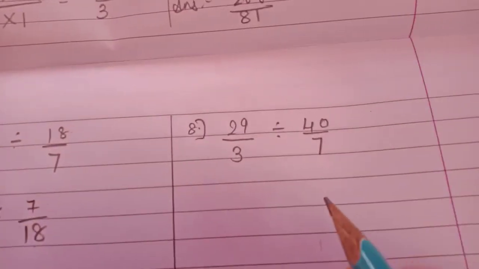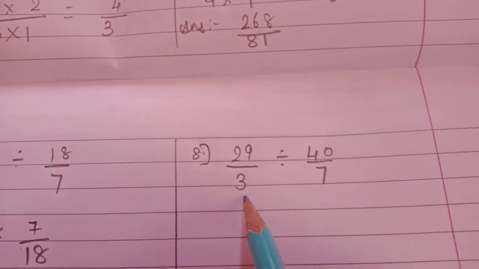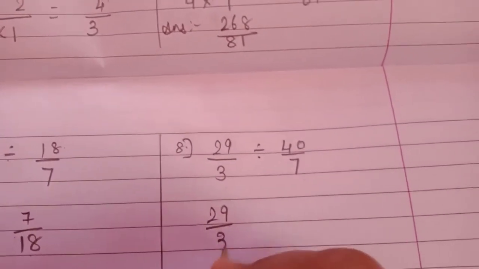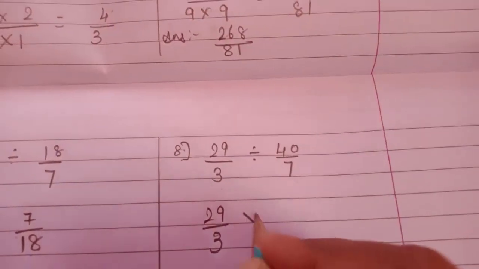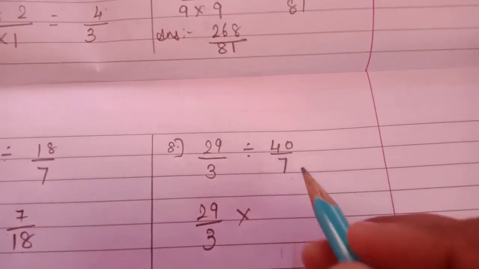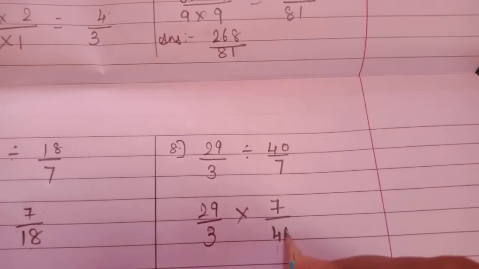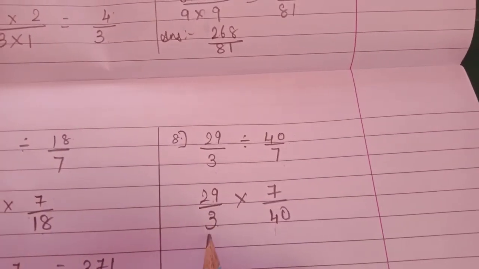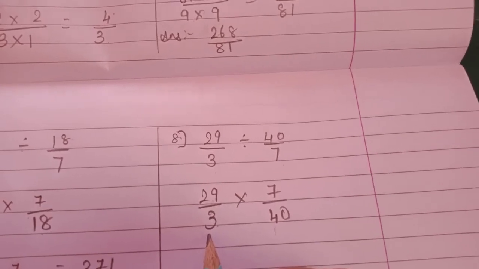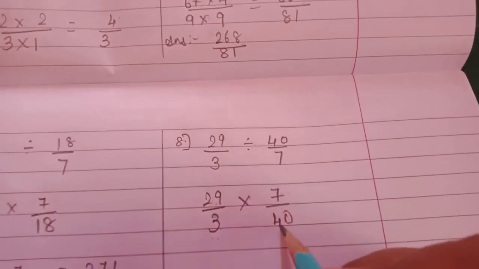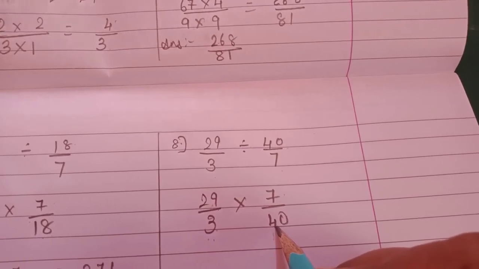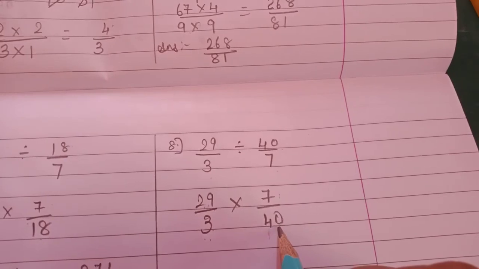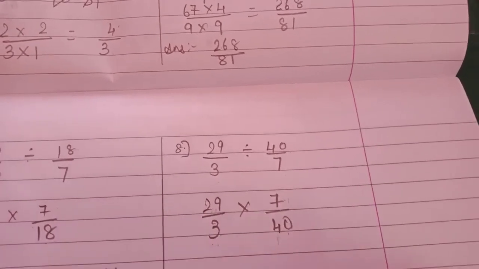Now number 8, 29 upon 3 divided by 40 upon 7. So 29 upon 3, this division sign changes into multiply, and the reciprocal of 40 upon 7 is 7 upon 40. So 29 divided by 3, can it be divided? No, it will not come in the same table, and 7 upon 40 is also not divisible. It also does not come in the same table. Now 29 and 40 are also not divisible, and 7 and 3 are also not divisible.